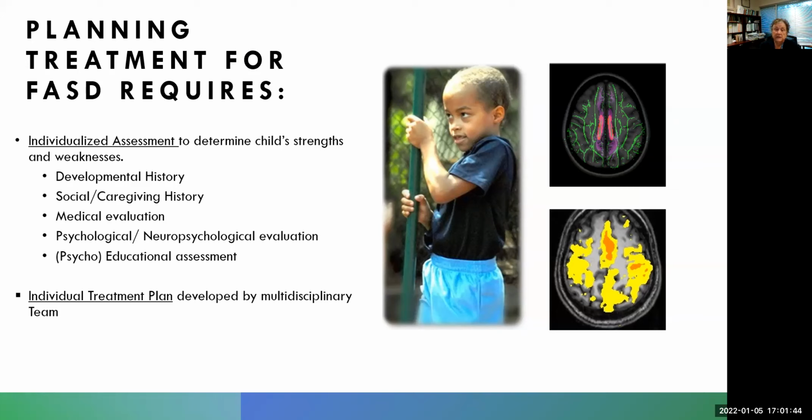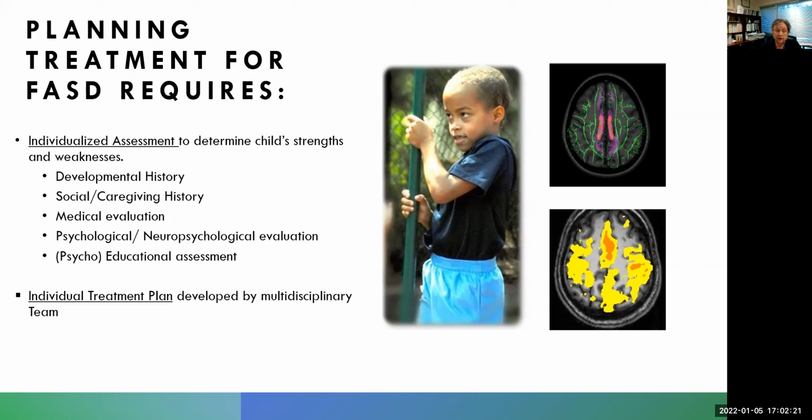Individualized assessment is necessary to determine the child's strengths and weaknesses. And this may involve a number of different assessments and different types of information. It's important to have a developmental history, which probably includes access to birth records. We also want social and caregiving history, so we know the early experiences of the child. A medical evaluation carried out by a pediatrician familiar with the effects of prenatal exposures is also very important.